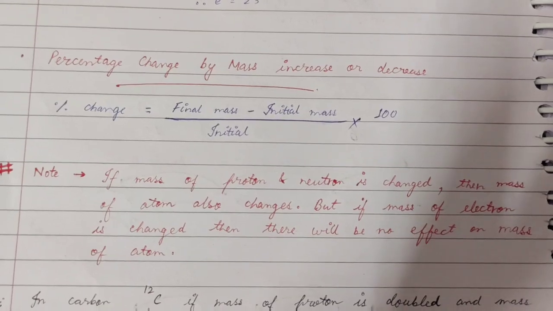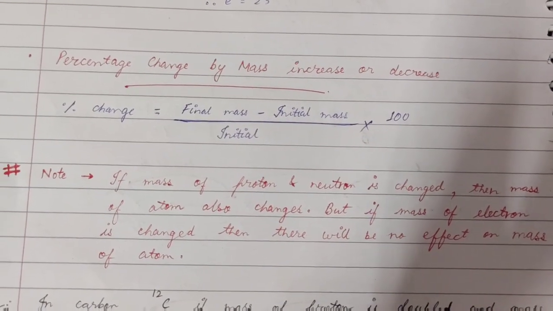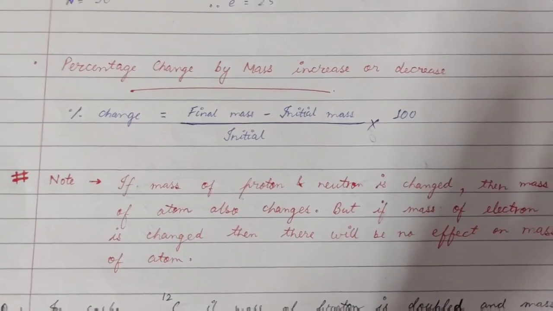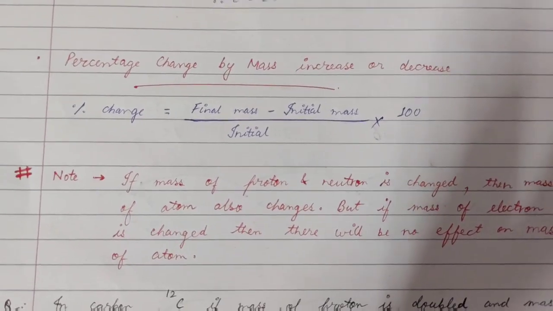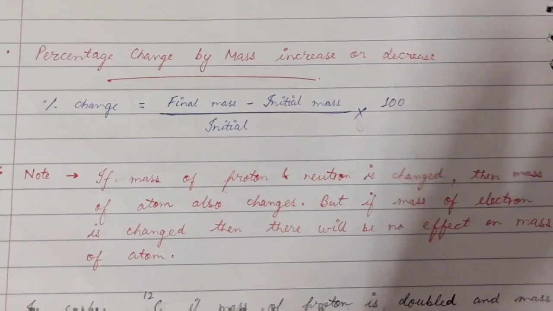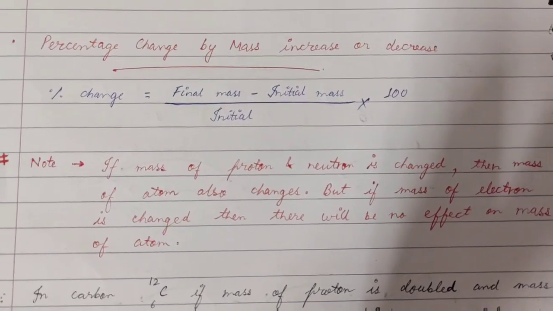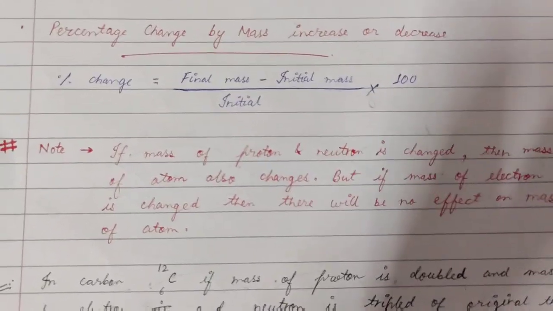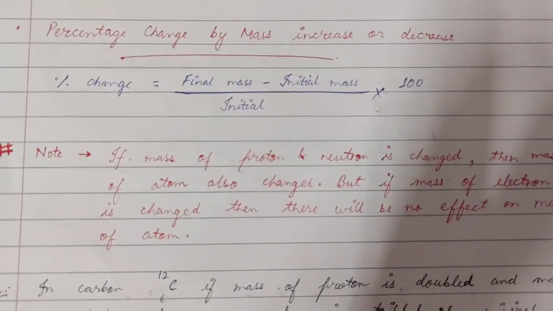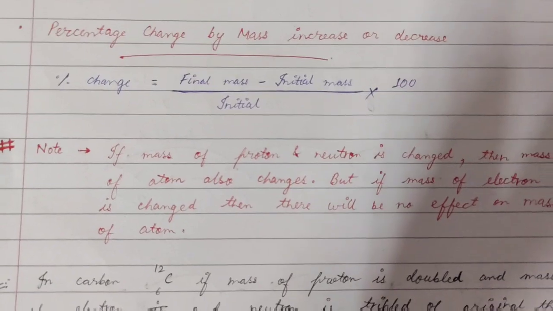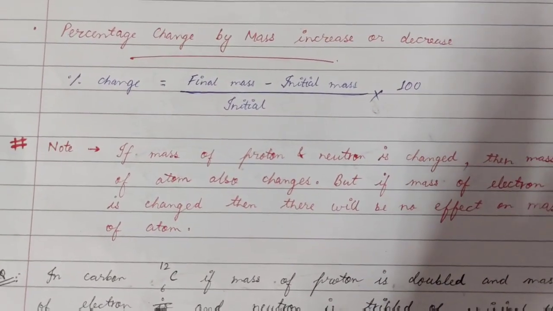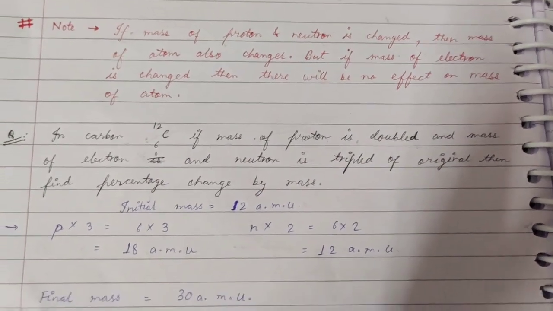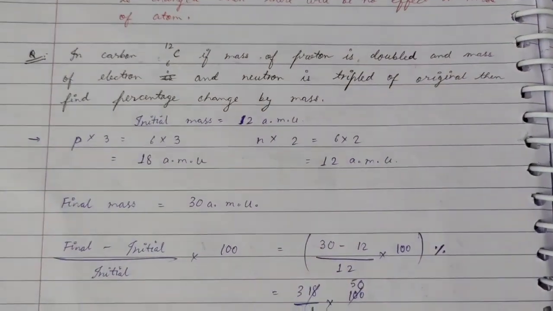Okay. And also we must remember that mass of an atom is basically concentrated at its nucleus, and nucleus has protons and neutrons. So if proton and neutron mass changes, then only the mass of the atom will change. But if the electron mass is changed, then there is no change in the mass of atom. Okay. Now let us see an example here.